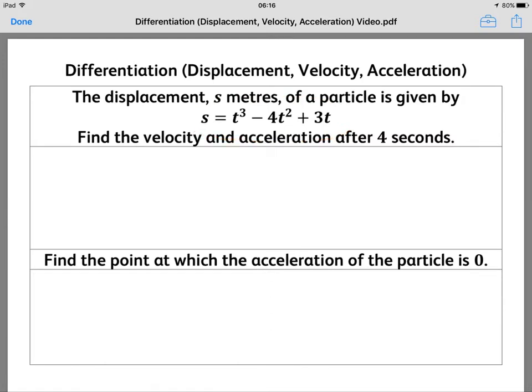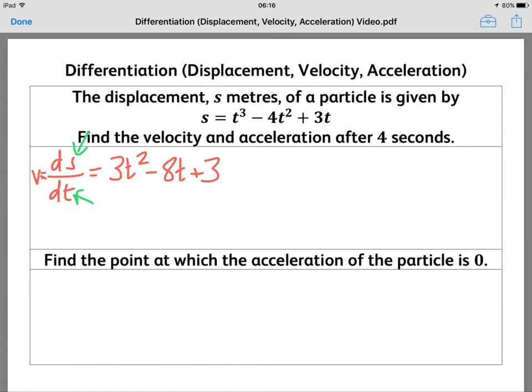Okay, so it says we need to find the velocity and acceleration after 4 seconds, which means we've got to differentiate. So ds/dt, so we're differentiating in terms of t. That's going to be 3t squared minus 8t plus 3. That's going to be v. If you think about it, velocity is the change in displacement, how far you've gone, over the change in time. So there you go.